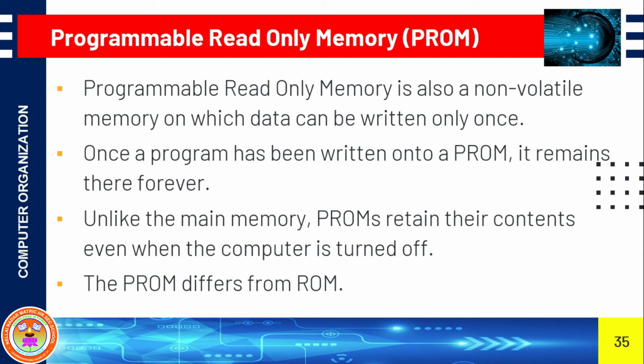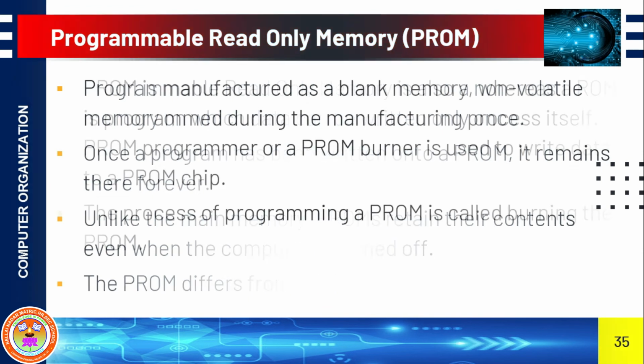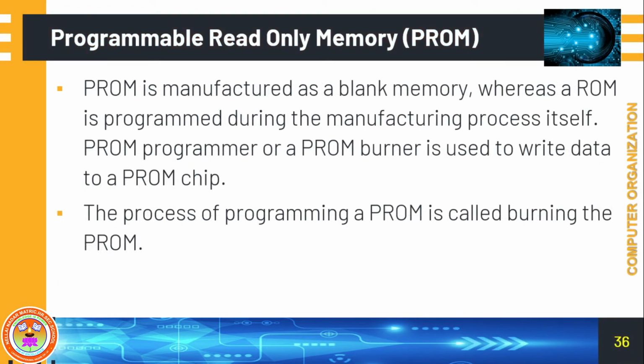The PROM differs from ROM. It is manufactured as a blank memory, whereas ROM is programmed during the manufacturing process itself. That means PROM is manufactured as blank memory, but ROM has some programmed things inside it from the manufacturing process. A PROM programmer or PROM burner is used to write data to a PROM chip. Underline that, it is very important information. So how to write data in a PROM chip? Using the PROM burner or programmer. The process of programming a PROM is called burning the PROM. That's all about this PROM.